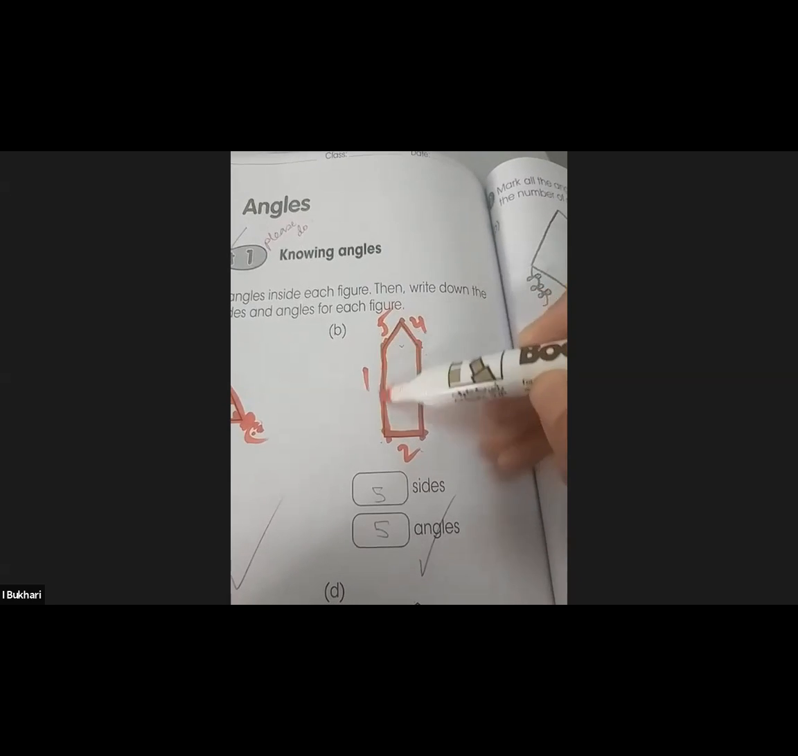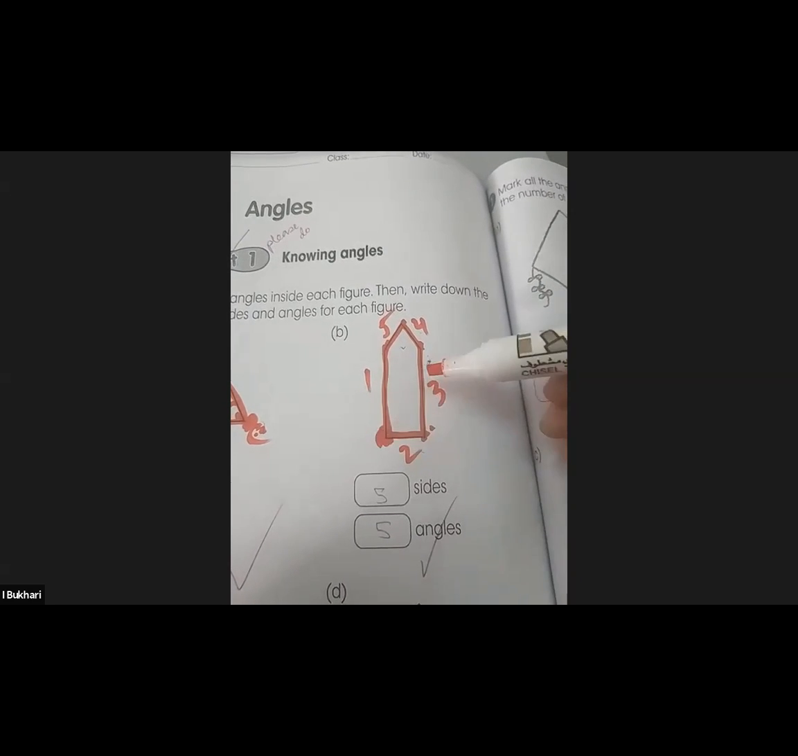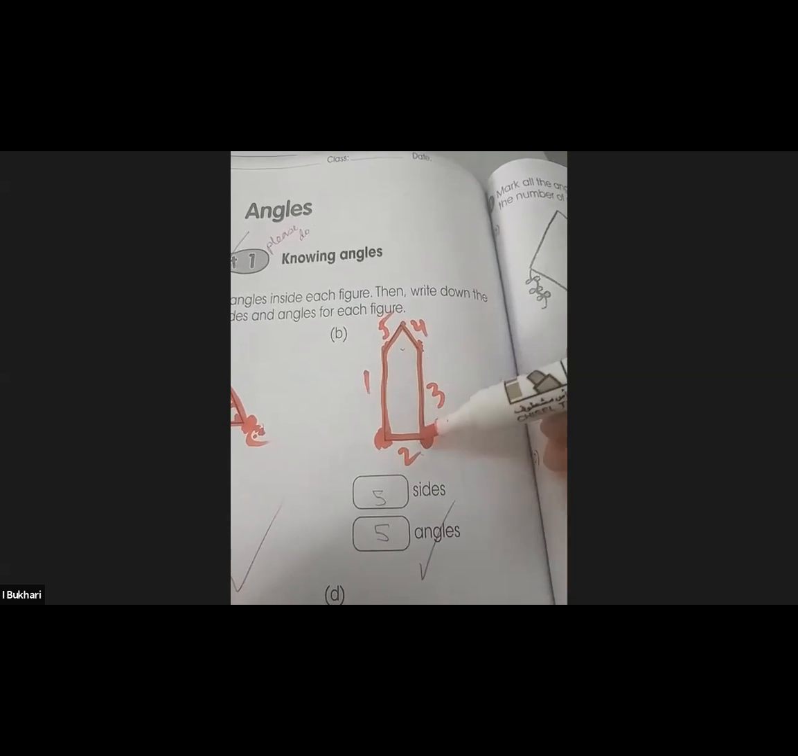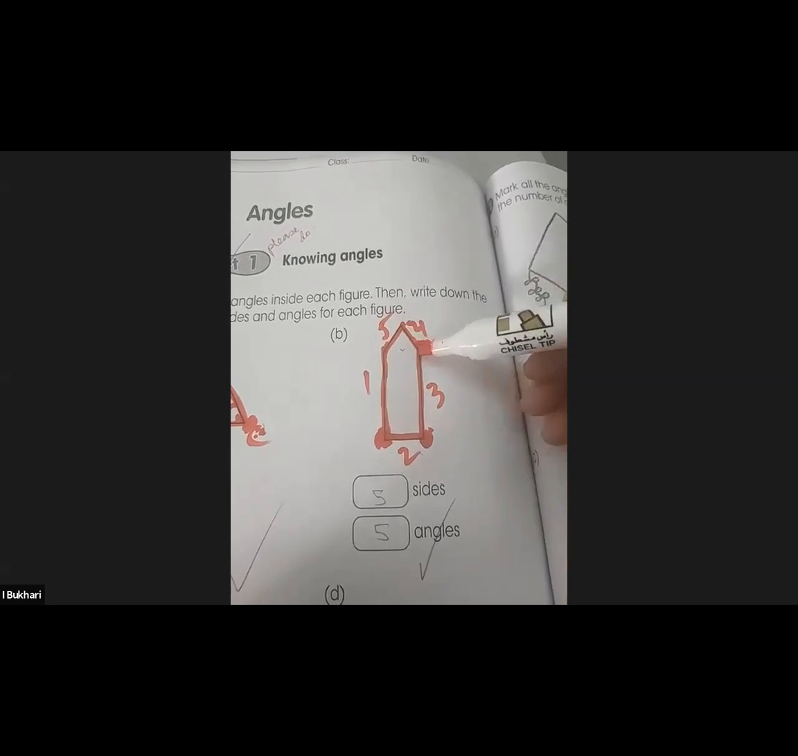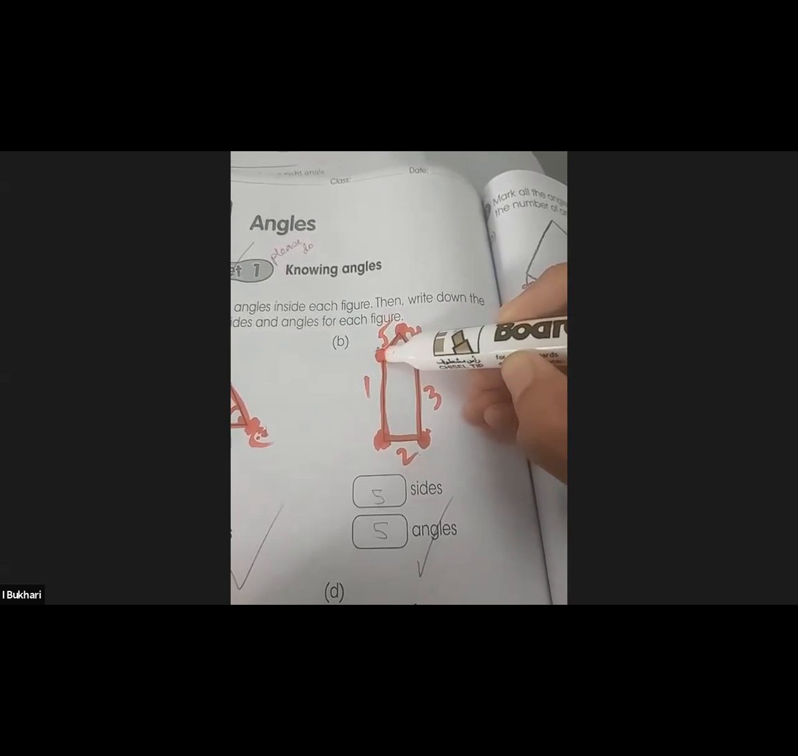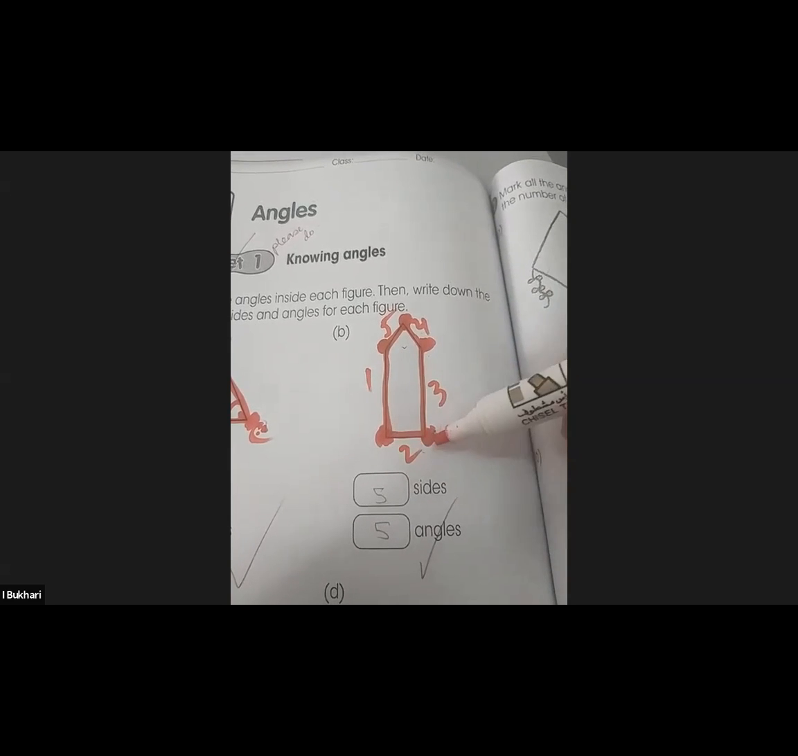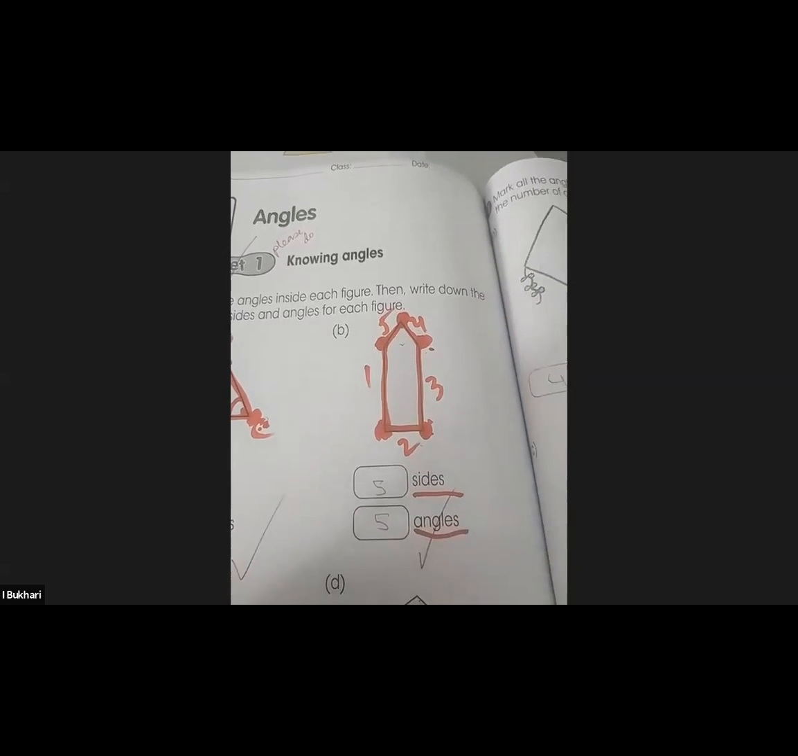Where line 1 is meeting line 2, that is 1 point. Where line 3 is meeting line 2, that is another point. Where line 3 is meeting line 4, that is a third point. Where line 4 is meeting line 5, that is a fourth point. And then where line 5 is meeting line 1, that is a fifth point. So how many points do I have? 1, 2, 3, 4, 5. 5 sides and 5 angles.